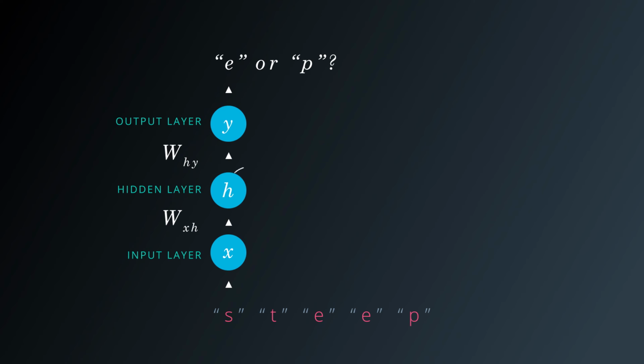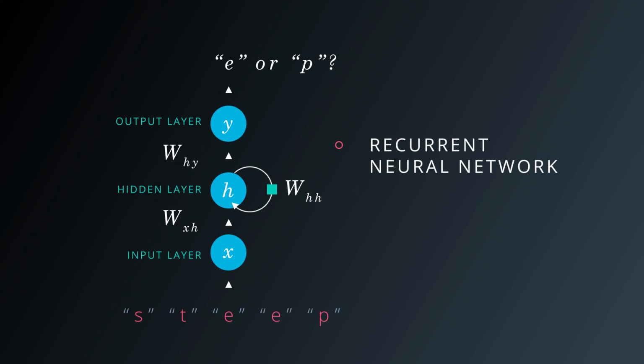We can do this by routing the hidden layer output from the previous step back into the hidden layer. That box there means values from the previous sequence or time step. Now, when the network sees an E, it knows it saw an S and a T before, so the next character should be another E. This architecture is known as a recurrent neural network, or RNN.